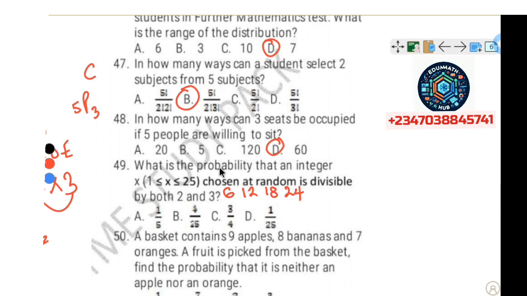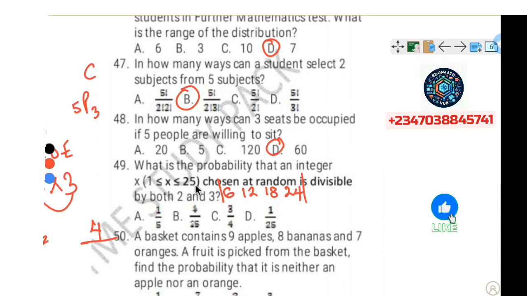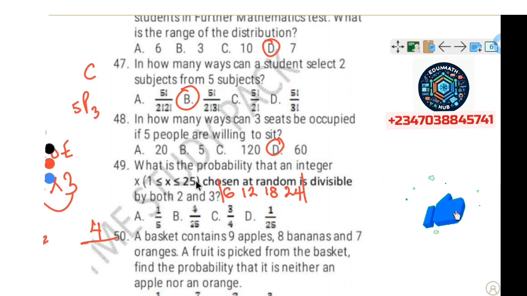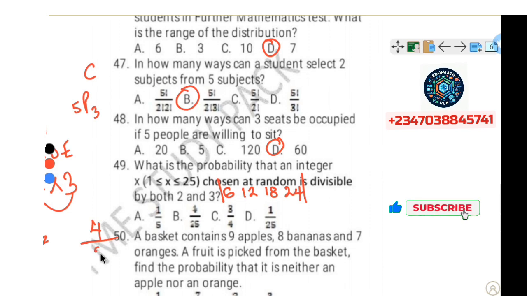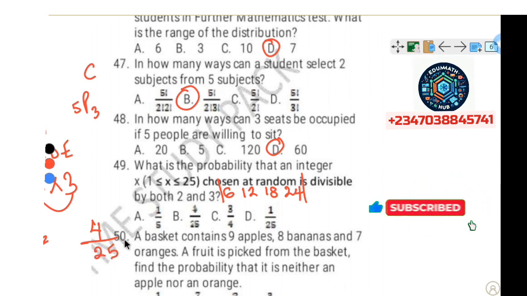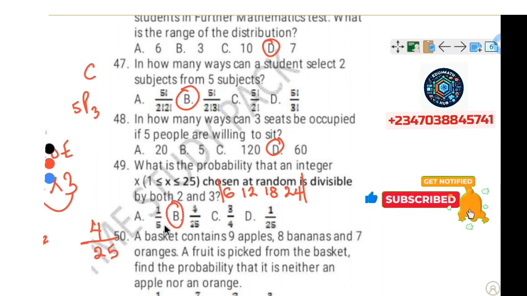So we're looking for the probability that an integer chosen at random is divisible by both 2 and 3. So these are the numbers. So how many are they? There are 1, 2, 3, 4. There are 4 options divided by, then how many numbers do you have from 1 to 25? Between 1 and 25, there are 25 numbers. So we divide by 25. So that will give you 4 over 25 as the answer, which is the probability.